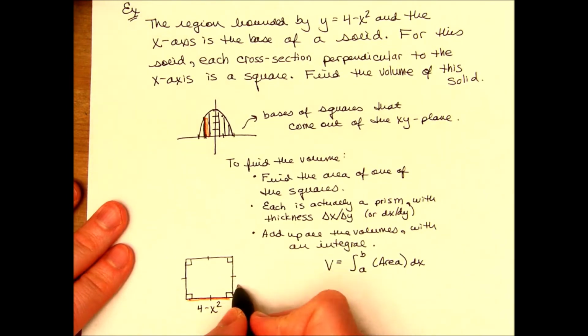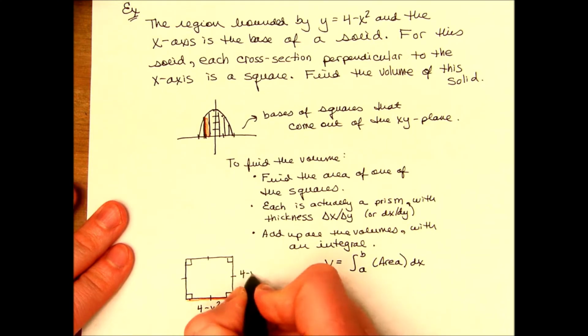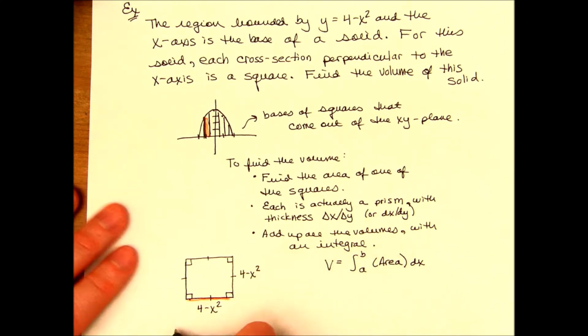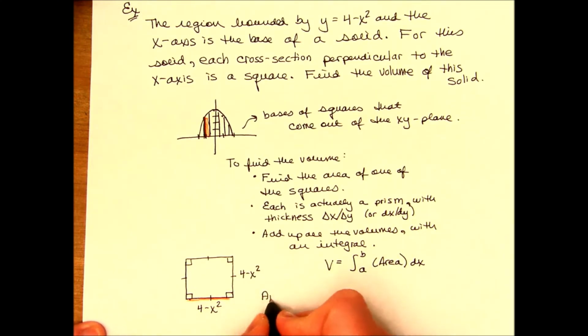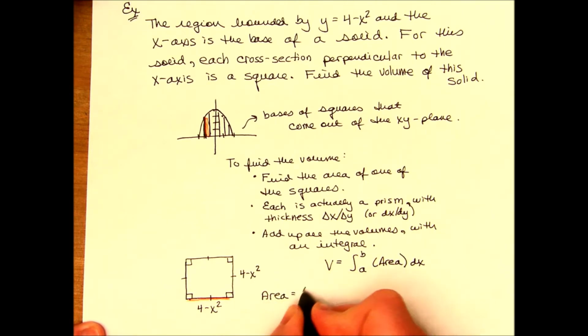What's the height of your square over here? Well, it's a square. So the height and the base have to be the same thing. I'm going to say that's 4 minus x squared. The area of one of those squares is going to be 4 minus x squared, squared. That will find the area of one of those squares.